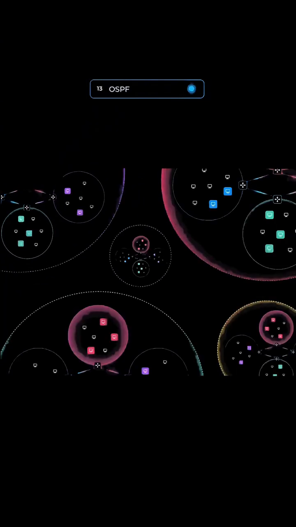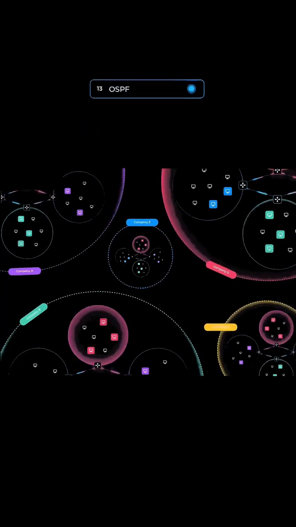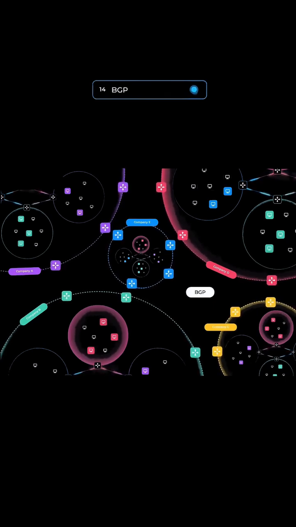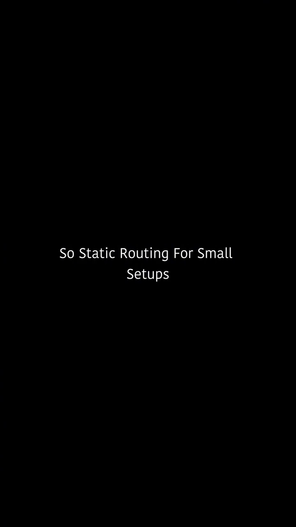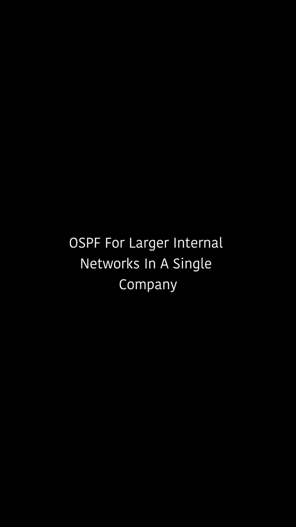But what about the internet? Millions of networks run by different companies. BGP, Border Gateway Protocol. BGP is the routing protocol that large companies like internet service providers use to exchange routing information with each other. It's basically the protocol that makes the internet. So, static routing for small setups, OSPF for larger internal networks in a single company, and BGP for companies to companies. This is basically how the internet is made. A lot of companies talking to a lot of companies.